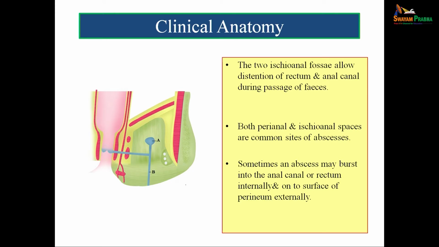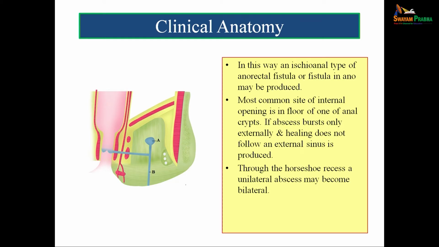As you can see in the figure, on the medial aspect, the abscess is bursting into the anal canal, or it may happen in the rectum also. And as you can see in the figure, B represents the abscess bursting onto the surface of the perineum externally. So this figure is showing you the abscess marked by A and the fistula, one which is unmarked on the medial side, that is the internal fistula, and the one which is marked as B is the external fistula, which is opening out into the perineum externally.